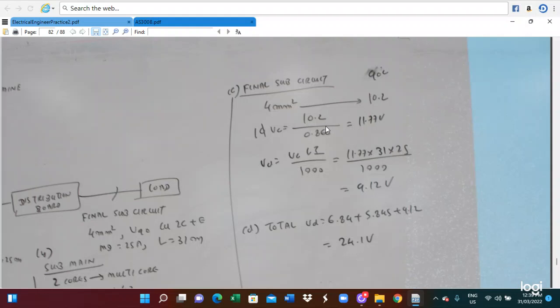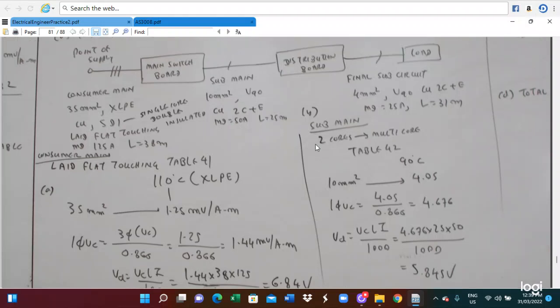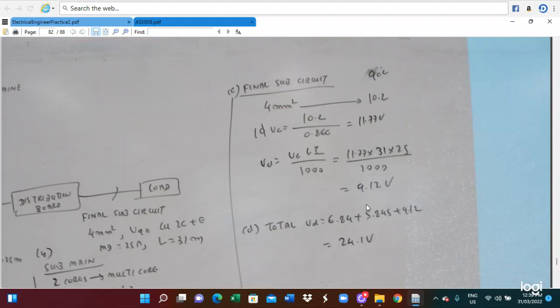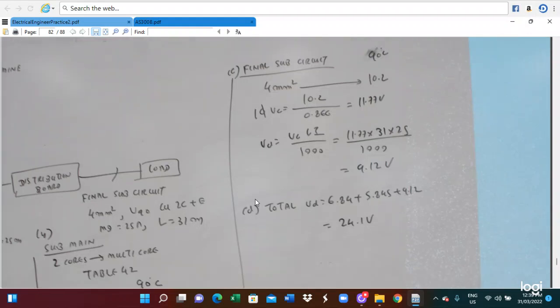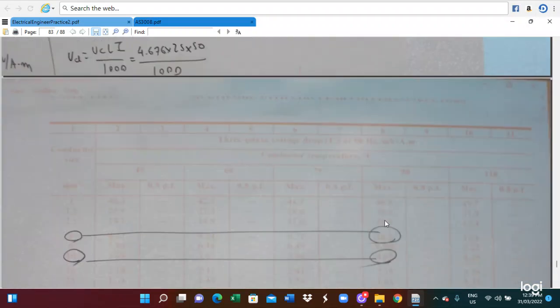So this voltage is VC. Substitute, then the length given is 31 meters and the current is 25 ampere. Substitute here, and we get 9.12 volt. Then we find the total voltage drop. The total voltage drop is the summary of the consumer main, sub-main and final circuit. You add everything, you get 24.1 volt. So this is the way we calculate.